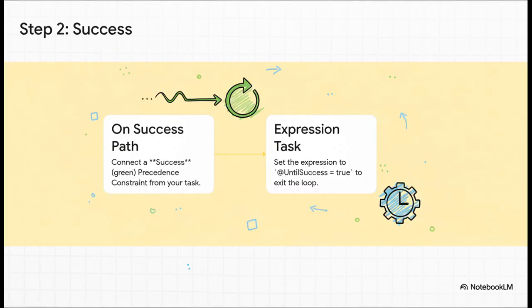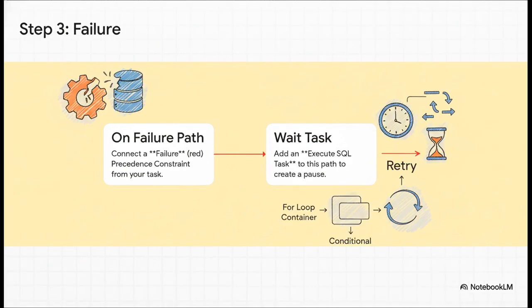Next up, we have to tell it what to do on success. So we connect the task's green success arrow to an expression task. This new task has one and only one job: to set our @until_success variable to true. This basically acts as our eject button. The second that flag gets flipped, the loop's condition becomes false, and it stops running. Job done.